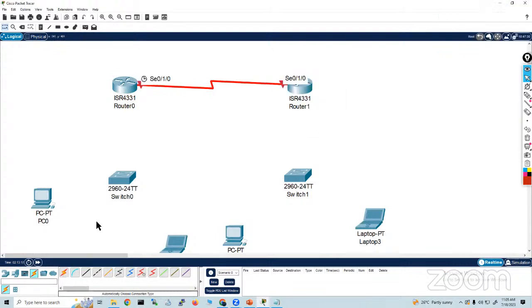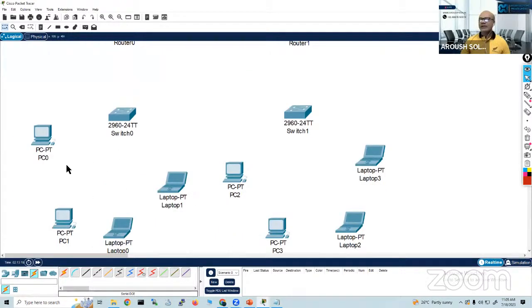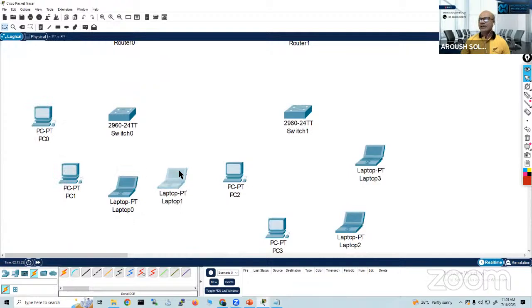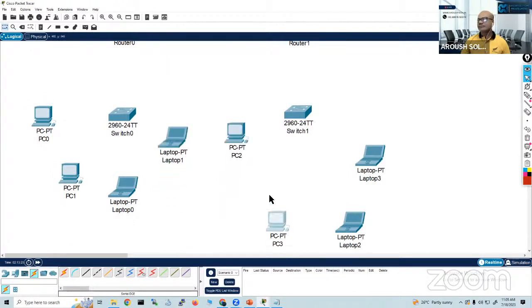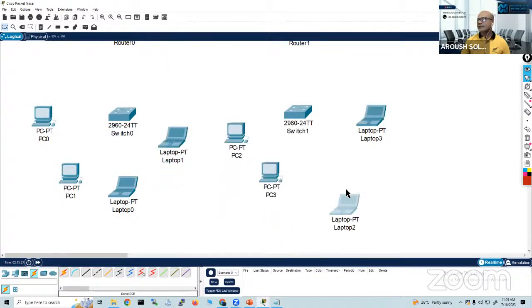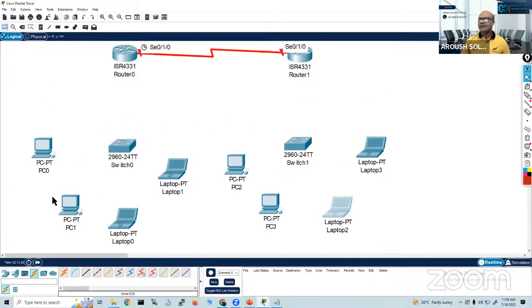Okay, so now I will take this automatic connection, guys. I don't want to take it manually, so that I can show you this lab. Okay, I will take auto right now. Let it connect automatically. So every PC will connect automatically.